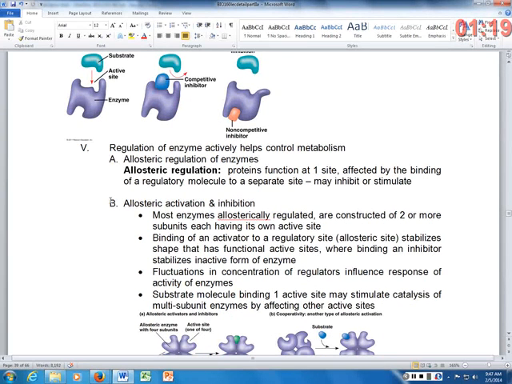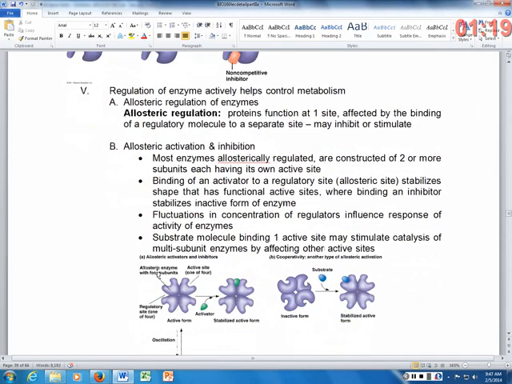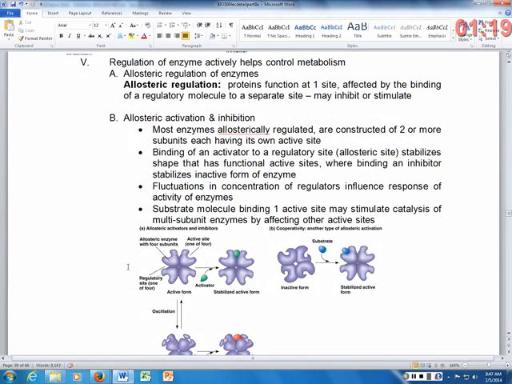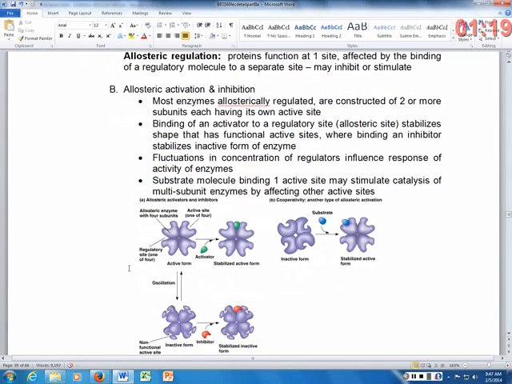So, allosteric regulation. This is where the protein functions at one site, and a regulatory molecule binds to a separate site. You can use this to inhibit or stimulate things. Most enzymes are allosterically regulated. They'll have 2 or more subunits. We want these enzymes to be regulated because they are very powerful in the body. If you have more regulatory steps, you have less chance of them accidentally getting turned on or off.